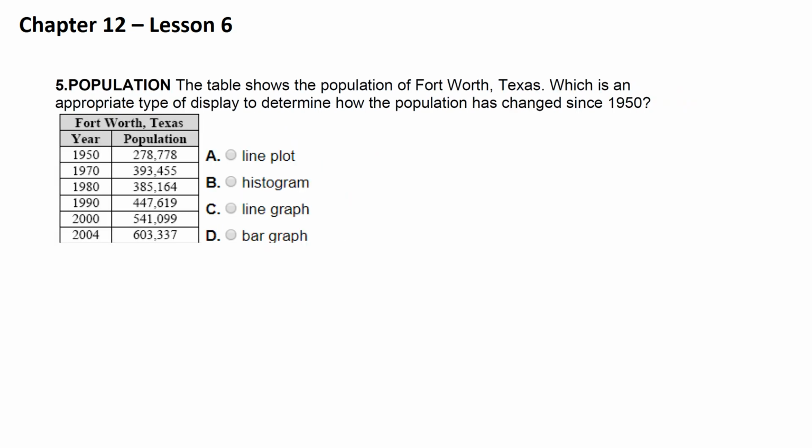Question 5, population. The table shows the population of Fort Worth, Texas. Which is an appropriate type of display to determine how the population has changed since 1950? The population has changed since 1950. This is change over time, which is best illustrated with a line graph. Answer choice C.